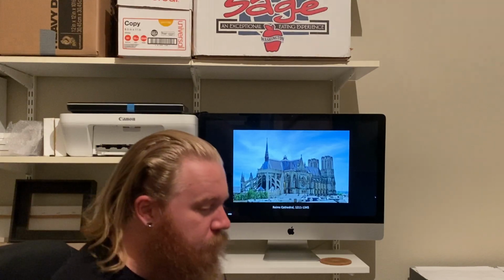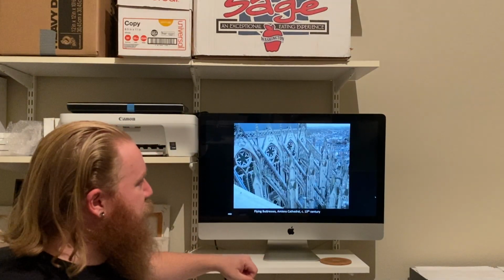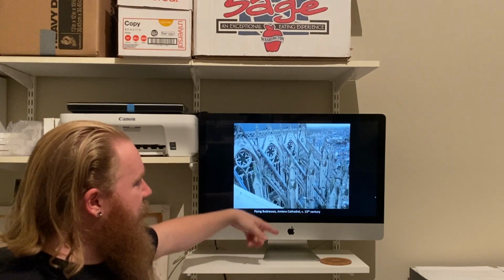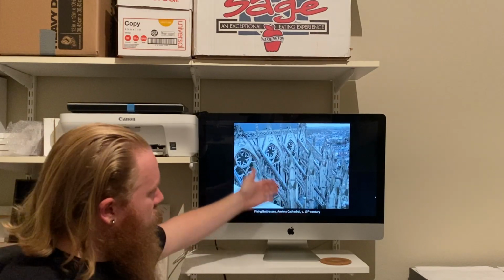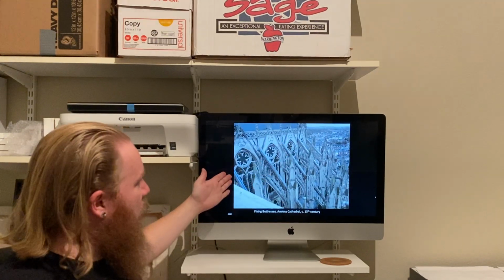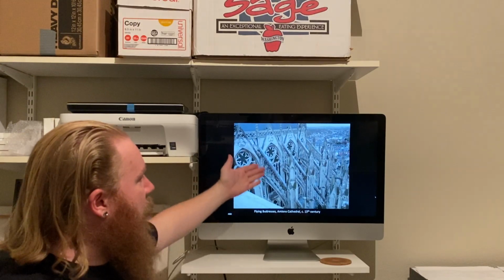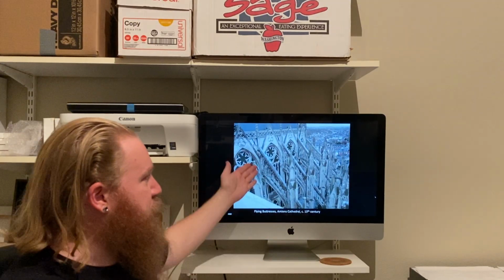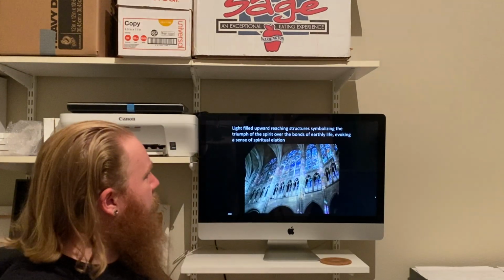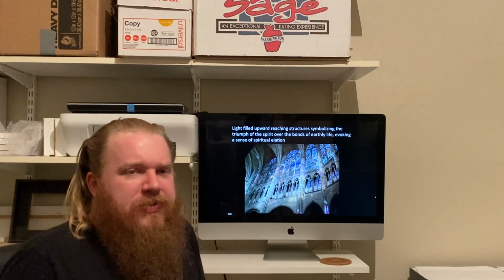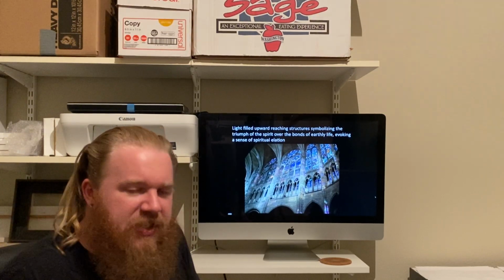But here we can see just another example of those flying buttresses, this time from Amiens Cathedral, also in France there. But once again, we can see that the actual wall itself is mostly made up of glass, and the rest of it is being held up by these buttresses, which are redistributing the weight outwards away from the center.